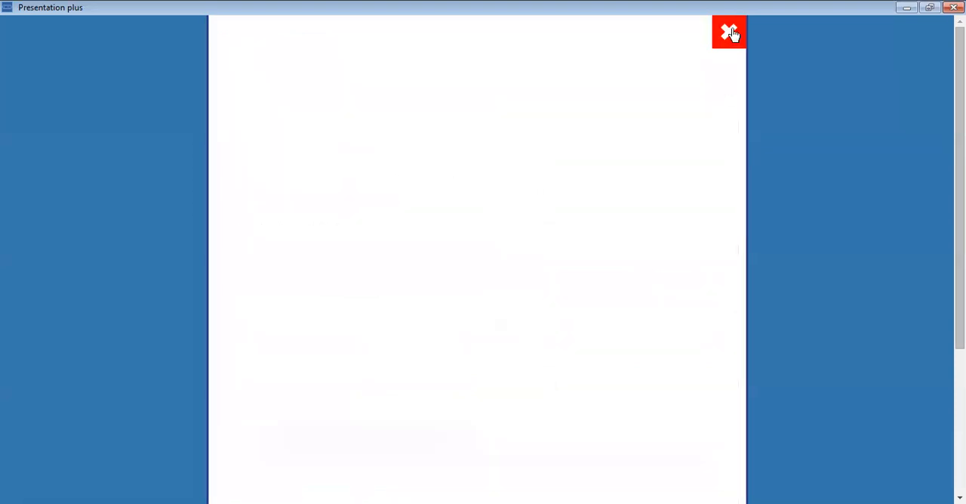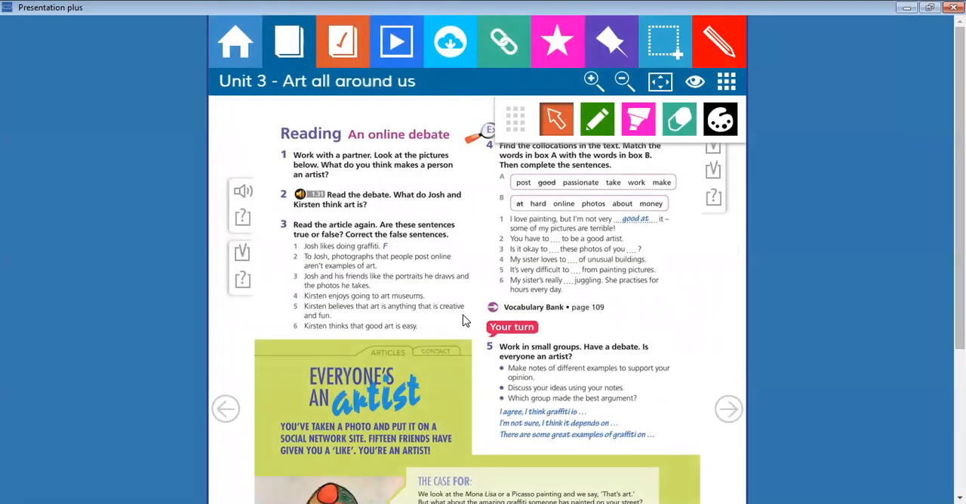Now we have to continue the class. Okay, here, exercise 4. Find the collocations in the text. Match the words in box A with the words in box B. Then complete the sentence. You have to use these words. Okay, for example, I love painting, but I am not very good at it. Some of my pictures are terrible. Okay?